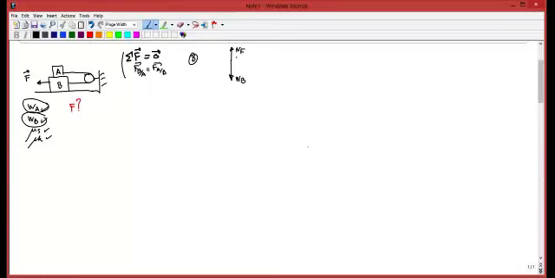And then there's a contact between B and A, which is on top. Therefore, there must be a normal force coming from A, acting on B, perpendicular to the surface or the contact between A and B, acting on B. Therefore, this one must be down. I'm going to call it NAB because it's between A and B.